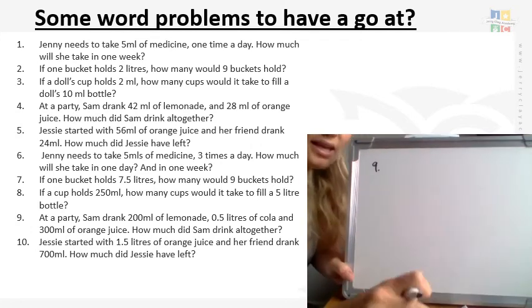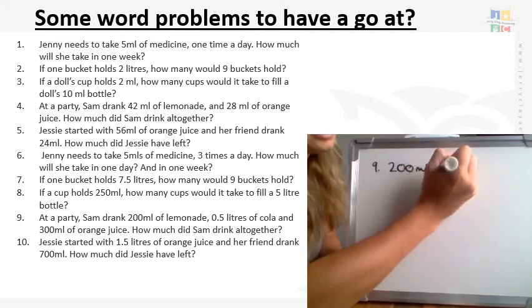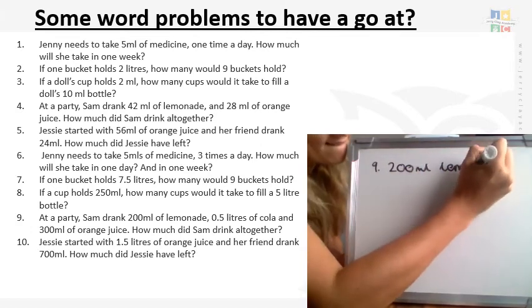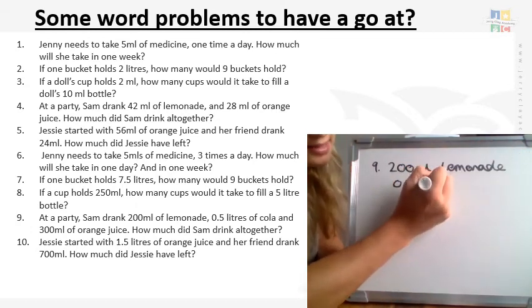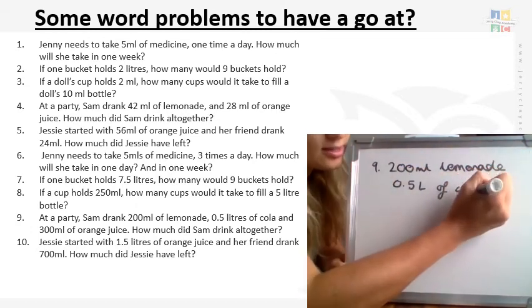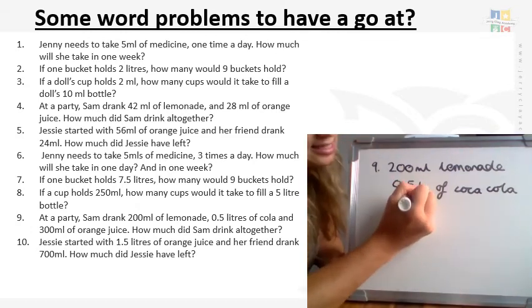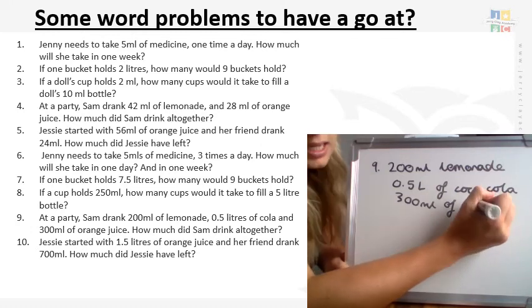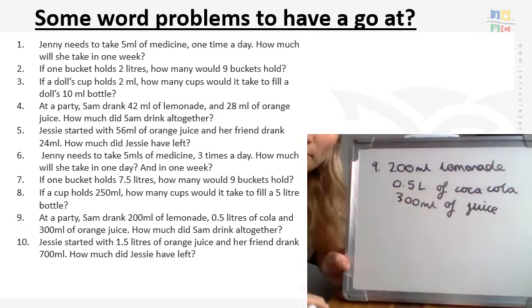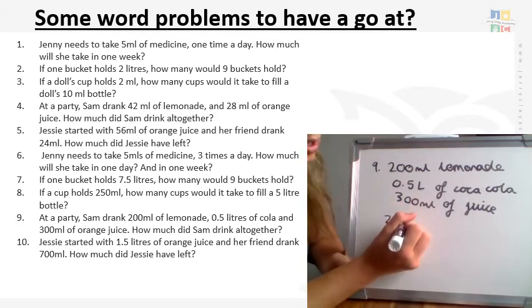Okay, number 9, so it says at the party Sam drank 200 millilitres of lemonade. It also says she drank 0.5 litres of Coca-Cola. And 300 millilitres of juice. And then it says how much did she drink altogether. Remember, when we see that altogether, it means we're looking for a bigger number. So I'm going to add all of these together.